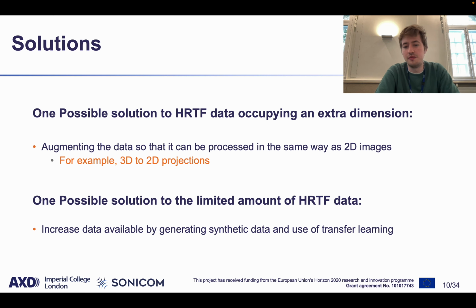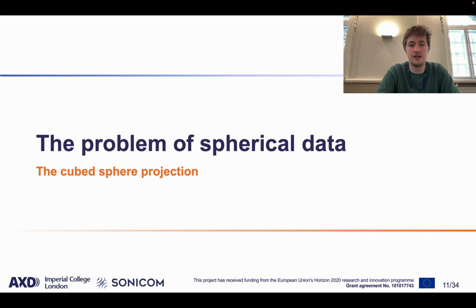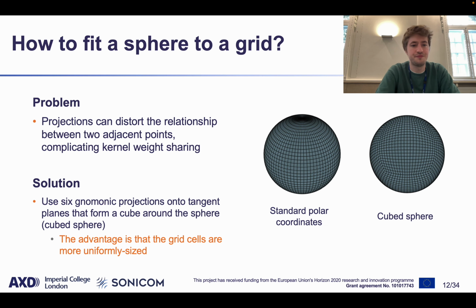Then the second problem, the limited amount of data: if we can increase the amount of data available by creating synthetic data, then maybe we can use this to train our model, or maybe we can use transfer learning to learn at least something from this synthetic data, because we know it won't be perfect when compared to real measured data. So to look at that first aspect then, how do we project this HRTF onto a 2D plane? Well, most projections, as you know, distort the relationship between adjacent points.